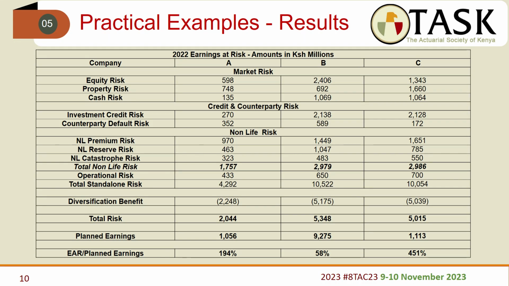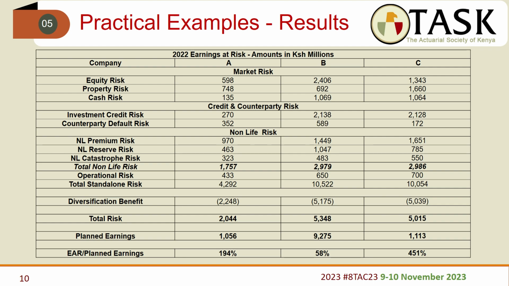So just to give the distinction between investment credit risk and cash risk and counterparty default risk. Counterparty default risk is the risk that the reinsurers or our policyholders would default. And then investment credit risk is the risk that we would lose out on our deposits, for example, because of the failure of a banking institution, which is still happening in Kenya. And then cash risk would be the risk of actually not getting the kind of returns that you expect on your cash assets.